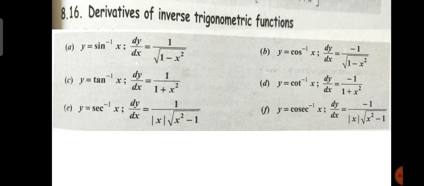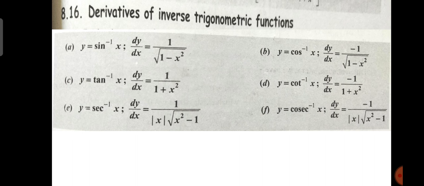So the next portion of differentiation is the derivative of inverse trigonometric functions. You have studied inverse trigonometric functions, so you know about that. Sine inverse, cos inverse, cosec inverse are the inverse trigonometric functions. So what is the derivative of these functions? If y is equal to sine inverse x, then dy by dx is equal to 1 by root of 1 minus x square. That is the derivative of sine inverse x.